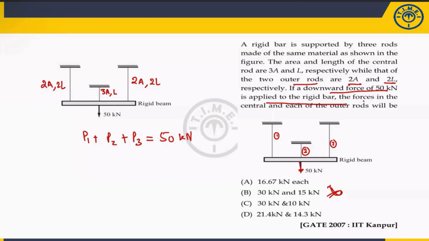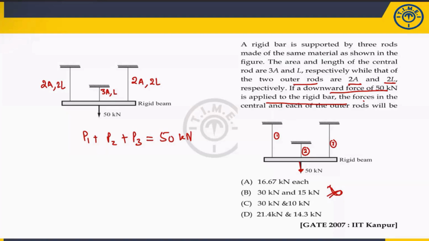Okay, let's check for other option. This is 30, this is 10. So 10 into, this is one load. That means two load will be 20. So 30 plus 20, 50. This is satisfying. Similarly, 21.4 and 14.3 into 2 is 28 point something, and 21. It is also. That means without solving this question, you can directly tell which one is wrong.